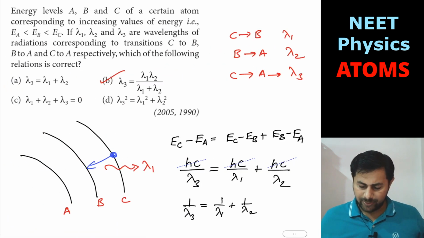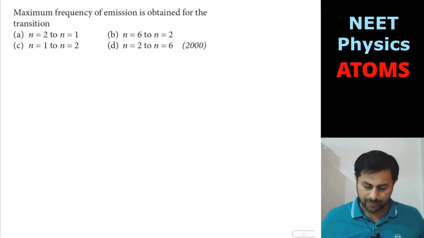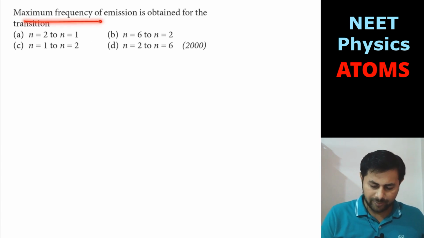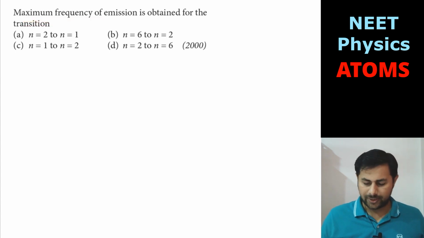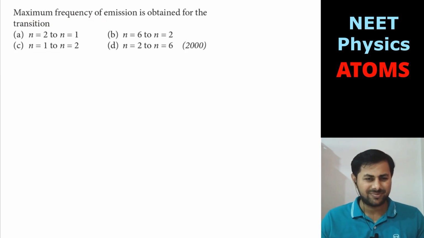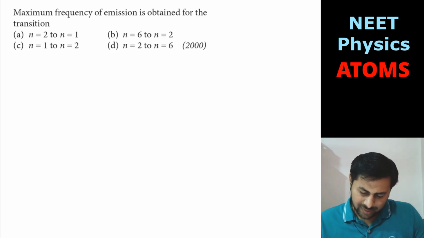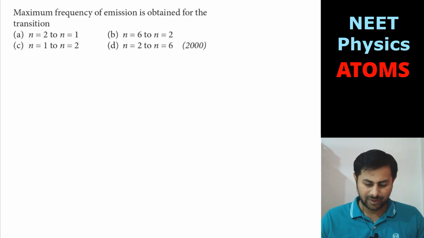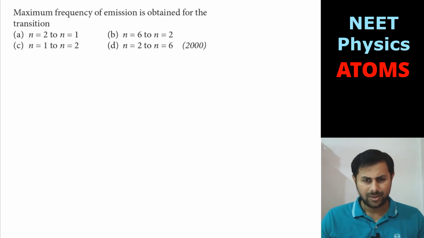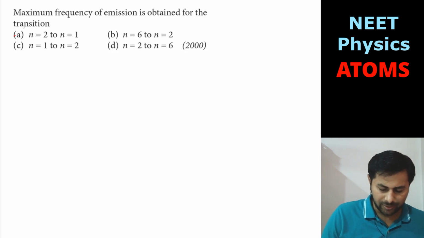Very good. So this is repeated twice. Let's see the next one. Maximum frequency of emission is obtained for the transition. This is very simple, tell me. 2 to 1 or 1 to 2, 2 to 6, option B, 6 to 2. You think it is 6 to 2? Actually, the answer would be 2 to 1.